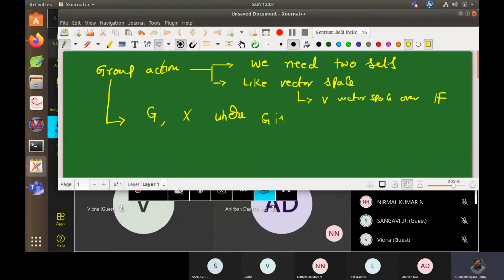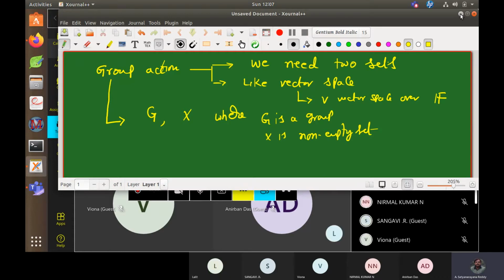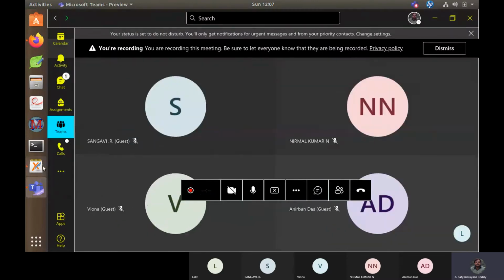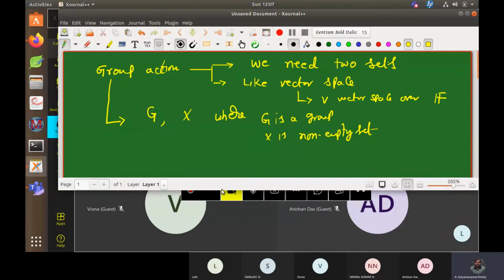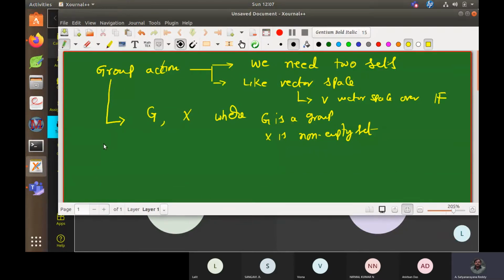G is a group and X is a non-empty set. Okay, an empty set, why unnecessarily? We can't do anything. So we need two sets, right? Let me close this one so that it will be much more clear. So here X is a non-empty set and G is a group.